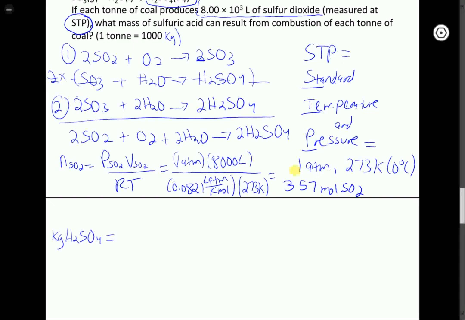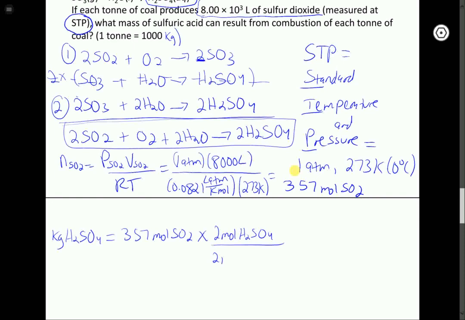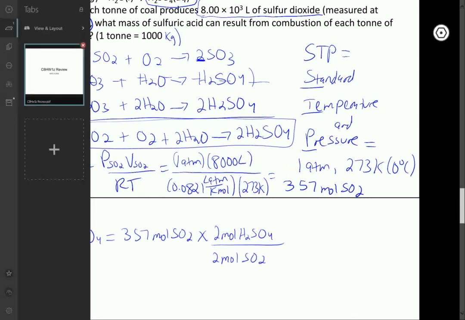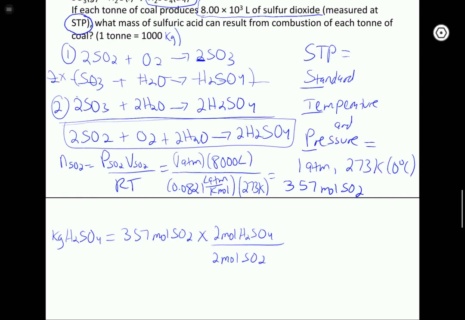So we have 357 moles of SO2. We go to our overall balanced reaction, which is this one here. So in our balanced reaction we have 2 moles of H2SO4 that form for every 2 moles of SO2 that react. So just like any stoichiometry problem, moles is sort of the linchpin unit, the unit that we need to work through to convert one thing into another. So moles cancel out. Now we can use the molar mass of H2SO4 to convert to grams.